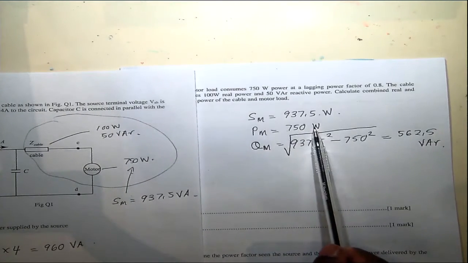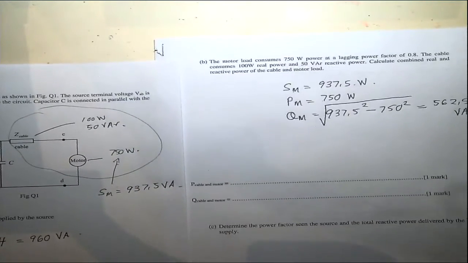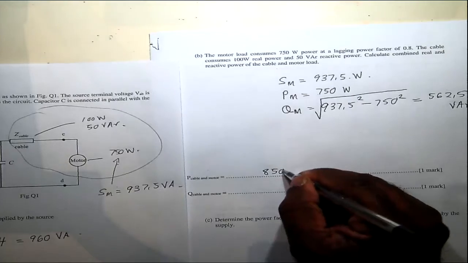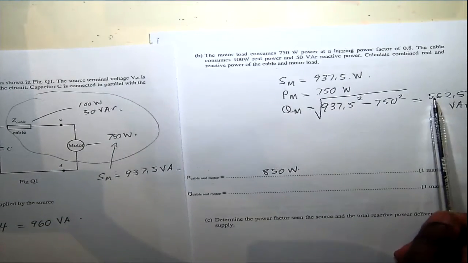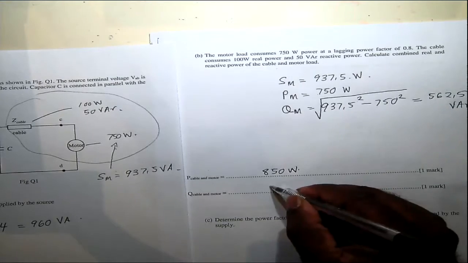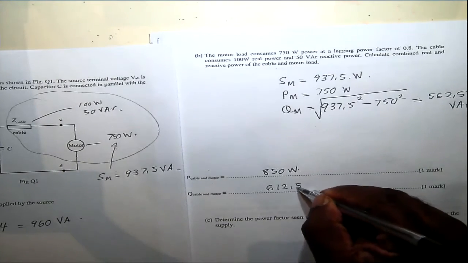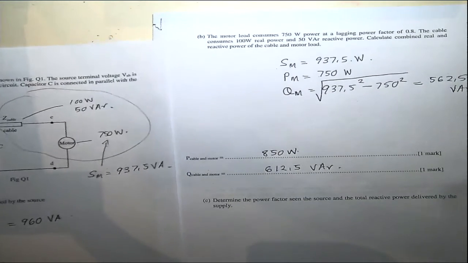So real power 750 plus 100 gives you the total real power, which is 850. And the reactive power, you have 50 here and 562.5 there. That gives you 612.5 volt ampere reactive. So that's the total real and reactive power.